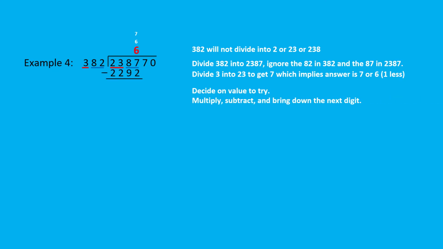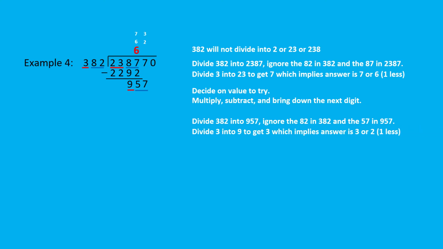Multiply, subtract. We get 95. Bring down the next digit, which was a 7. Now we're going to take 382 into 957. Ignore the 82 in 382 and the 57 in 957. Divide 3 into 9 to get 3, which implies the answer is 3 or 2. In this case, we're going to choose a 2. Multiply by 2, subtract. We have 193 left.